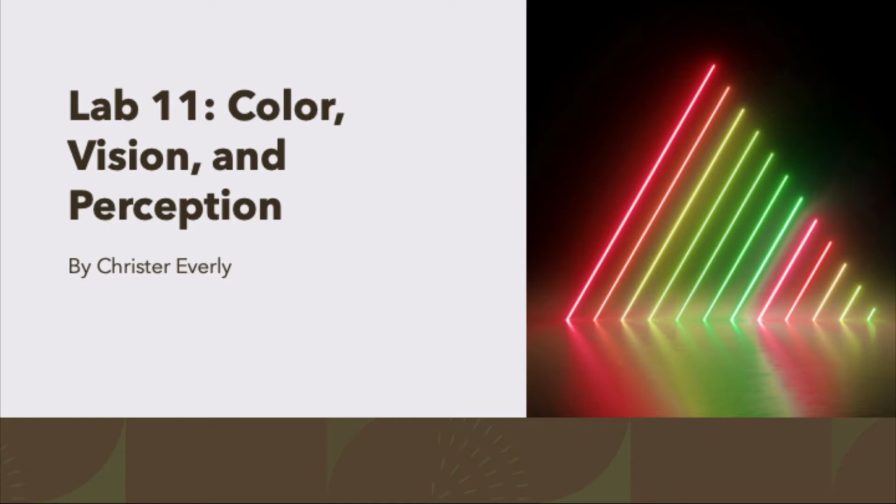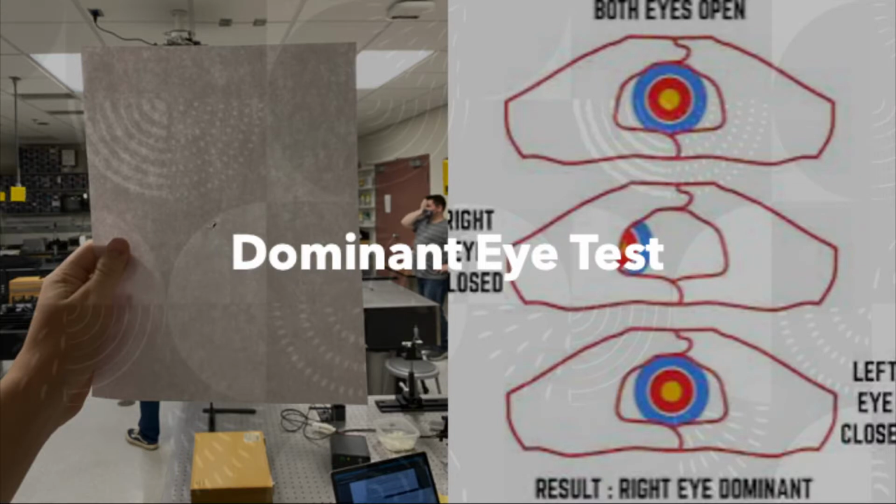This lab 11 will be going over visual characteristics of the eye and then perception as well. This lab is going to be a little bit different than previous ones because I'm just going to go over a bunch of fun tests that show different characteristics about our vision. First is the dominant eye test.